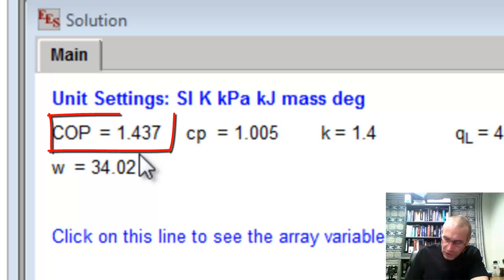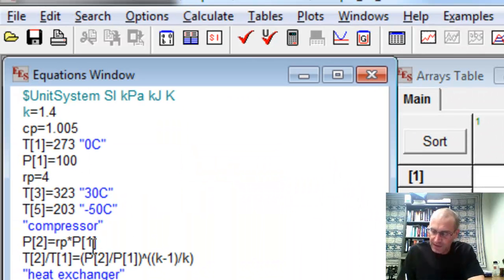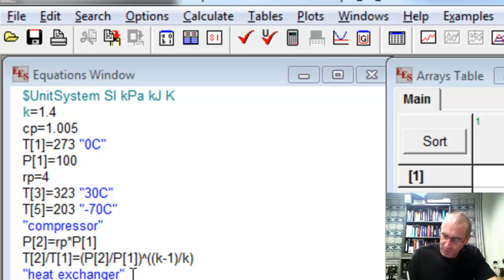If we look at my coefficient of performance, it is 1.437. And actually, I just realized I misspoke in my comments over here. I said that this was minus 50 degrees Celsius. It's actually minus 70. So let's go ahead and change that. So sorry about that. I just misspoke in terms of what my comments were. All right, so my coefficient of performance is 1.437.